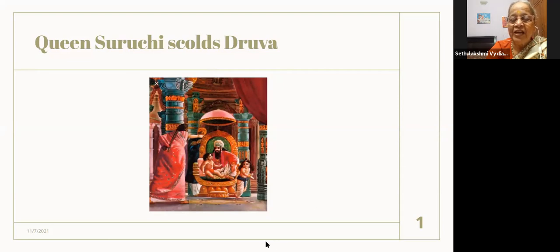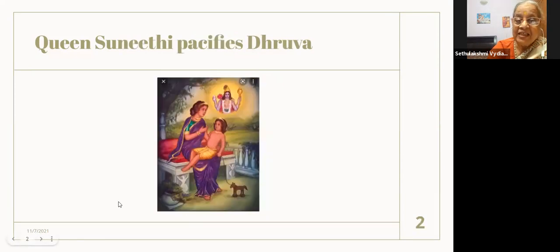You need not worry. It's not that sitting on father's lap is not very important, but you must have bhakti, devotion to Mahavishnu. She is very pious and gentle, so she advised him to have faith in the Lord. Like that, Suniti pacifies Dhruva. See, look at the picture. But Dhruva was adamant.